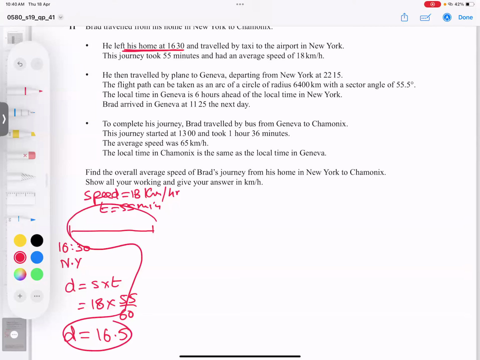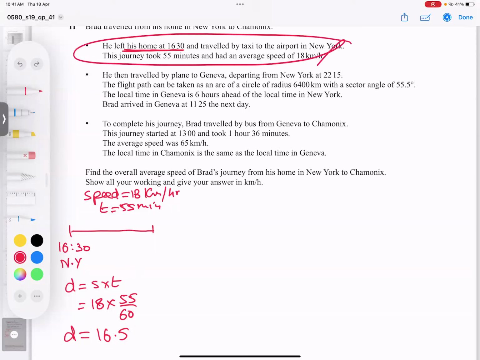The distance of the first journey is very important. Why important? Because at the end, we need the overall average speed, and the overall average speed formula is distance by time of the whole journey. That is why I found the distance. Okay, this part is clear. Now, student, the first paragraph is over.